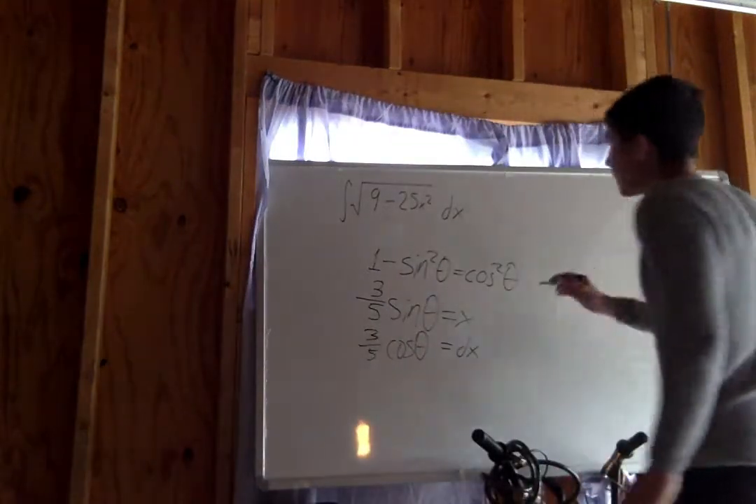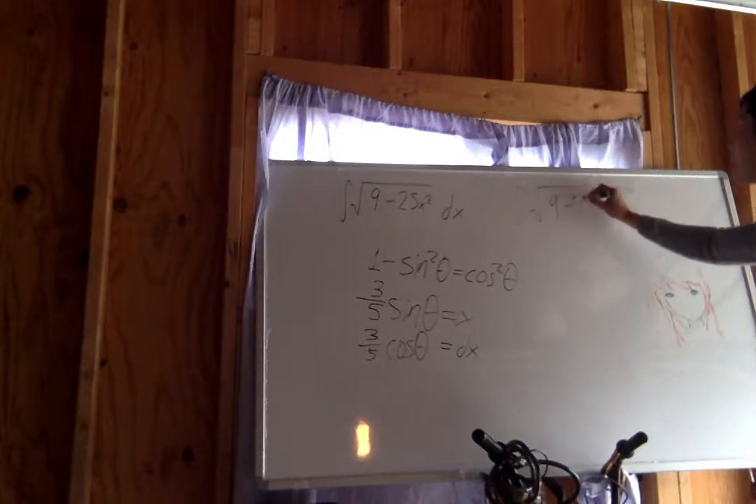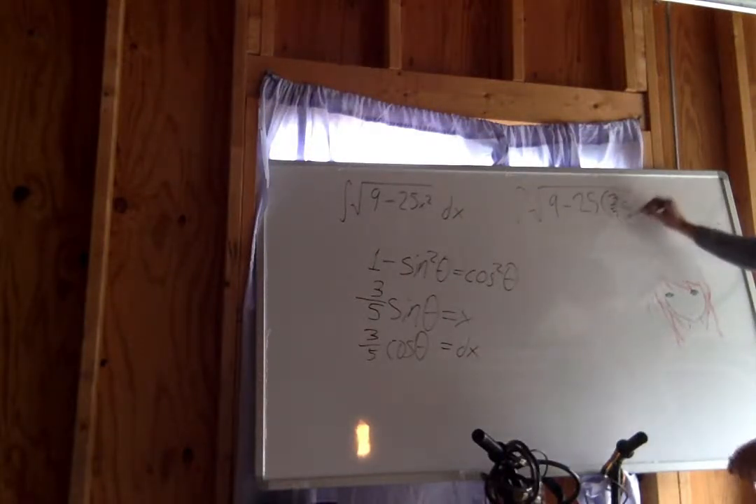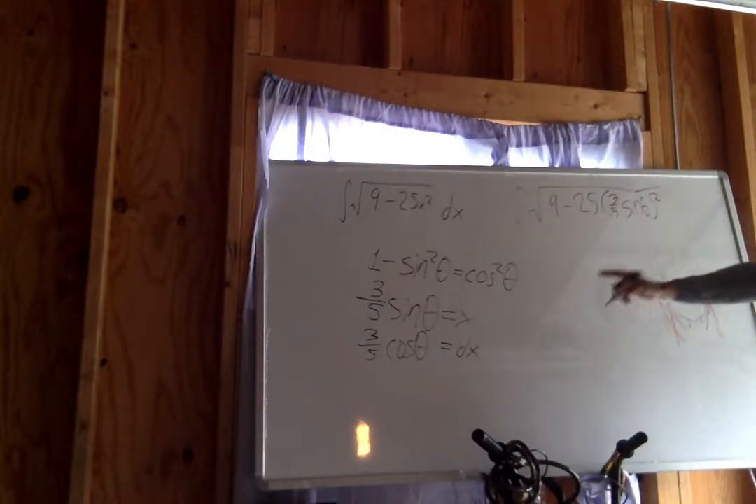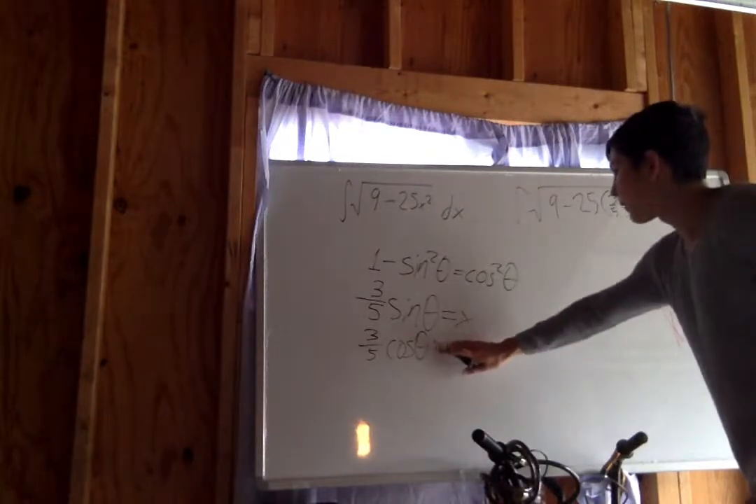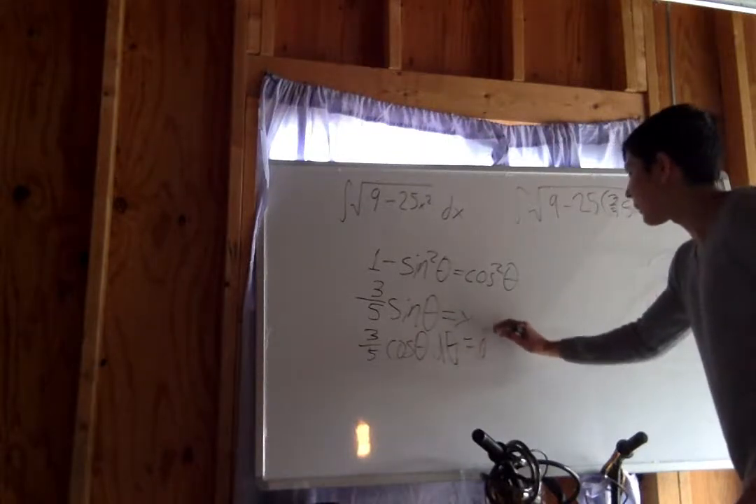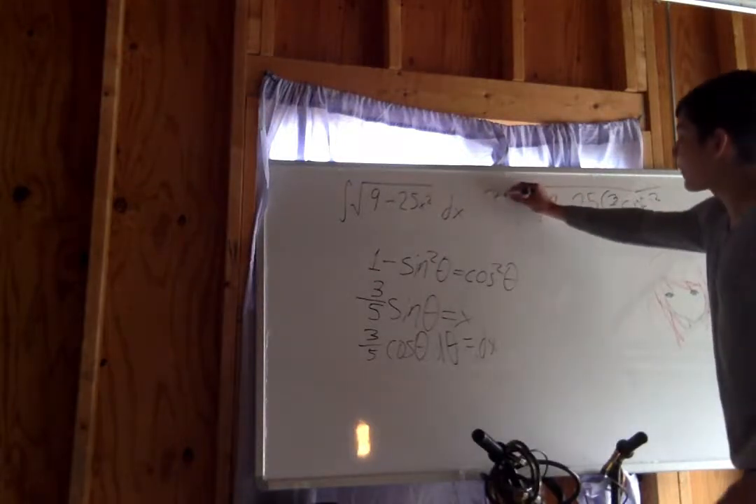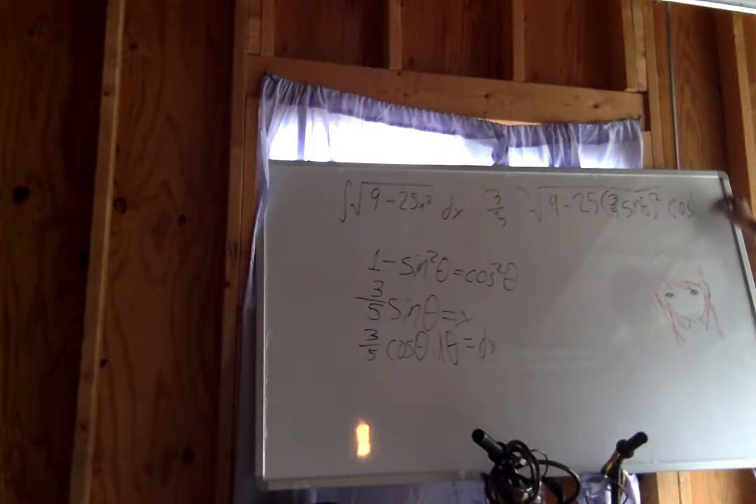Now make this substitution. So we have the integral of root 9 minus 25. This entire thing is going to be squared. The entire thing is going to be 3/5 sine theta all squared. And d theta equals dx. This is what we're going to do over here. So the 3/5, you could bring that out in front, cosine theta, d theta.